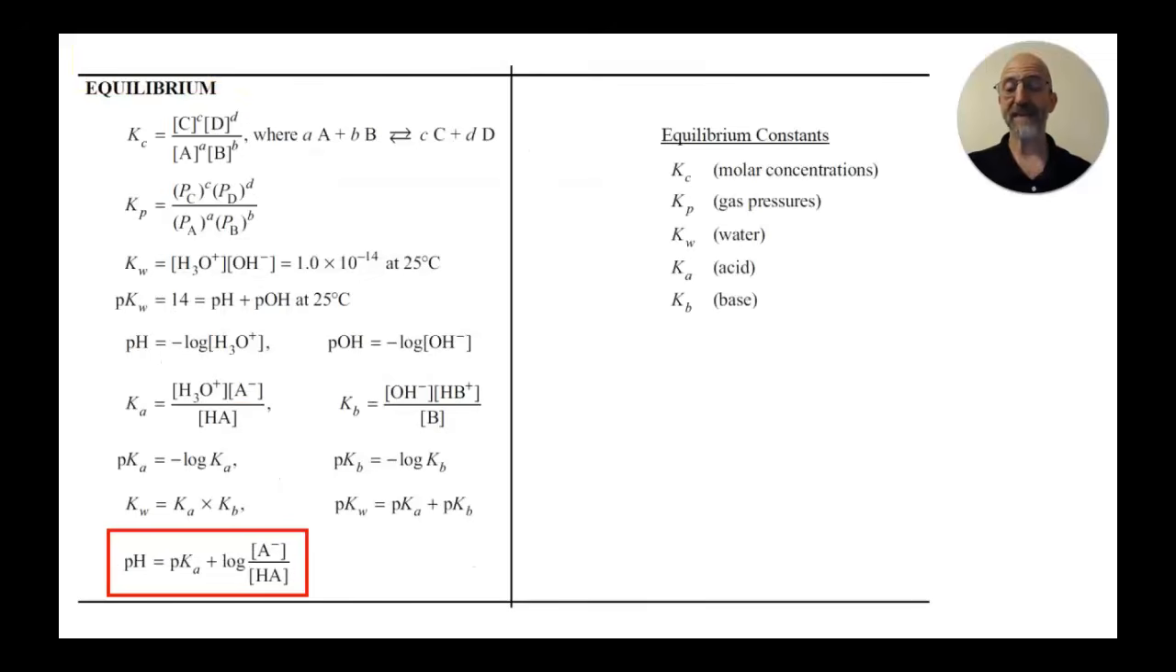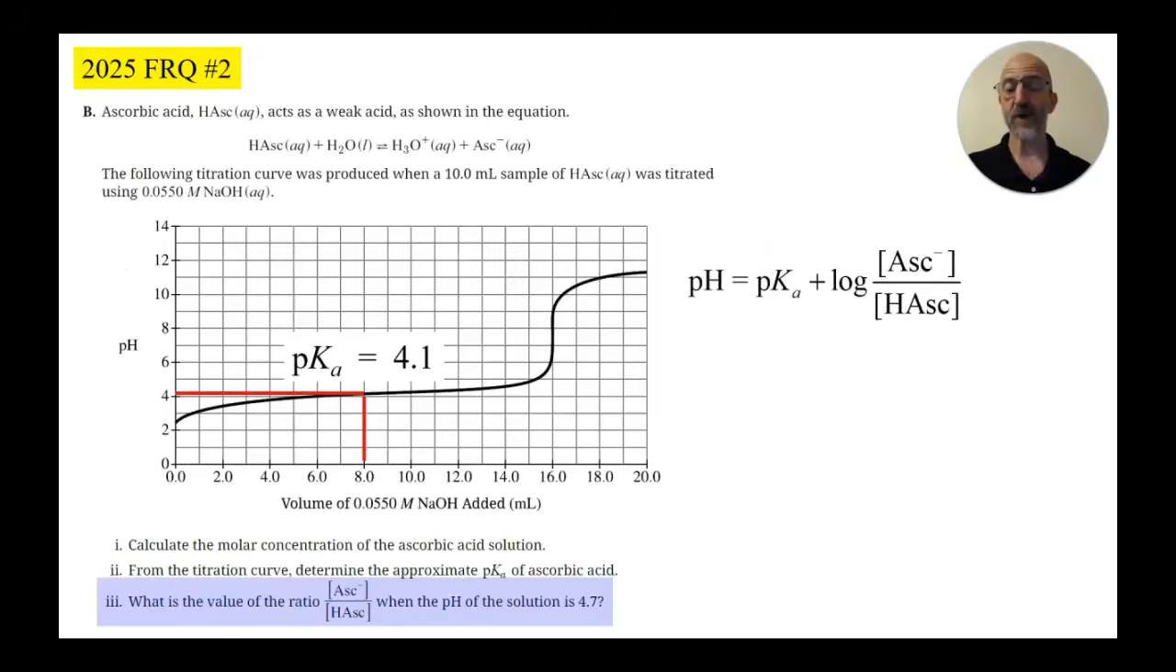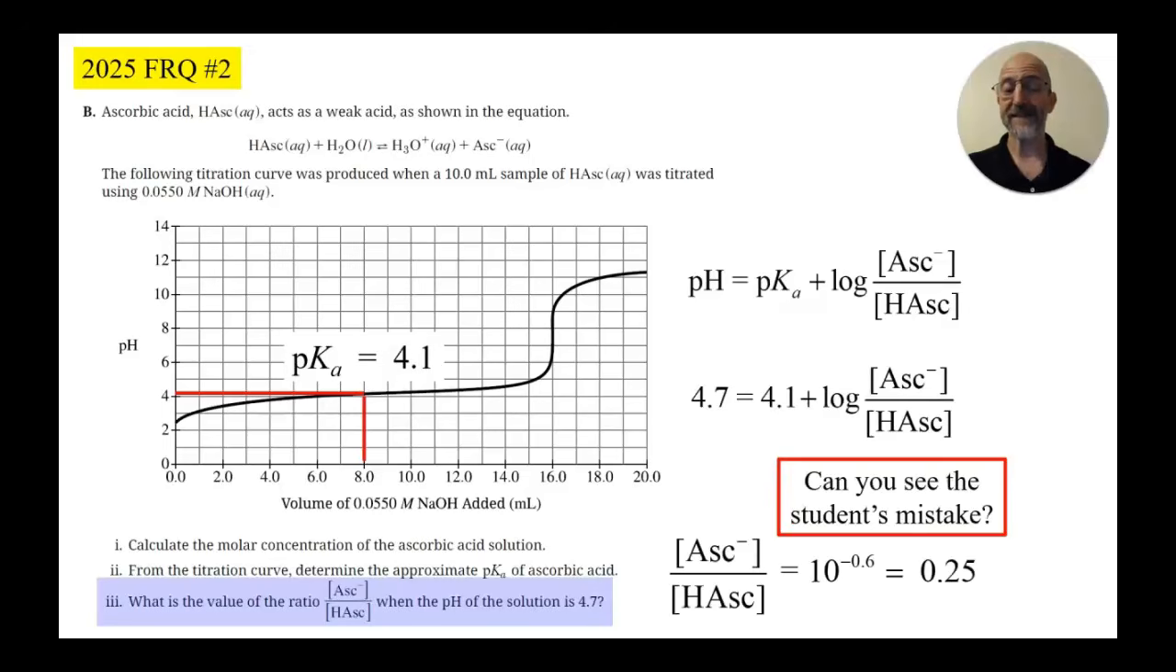So I'm going to go ahead and use the Henderson-Hasselbalch equation. So 4.7 is what they just told me. 4.1 is the pKa that I determined from the half equivalence point pH. I've got 4.7 and 4.1. Now, I know the difference between 4.7 and 4.1 is 0.6.